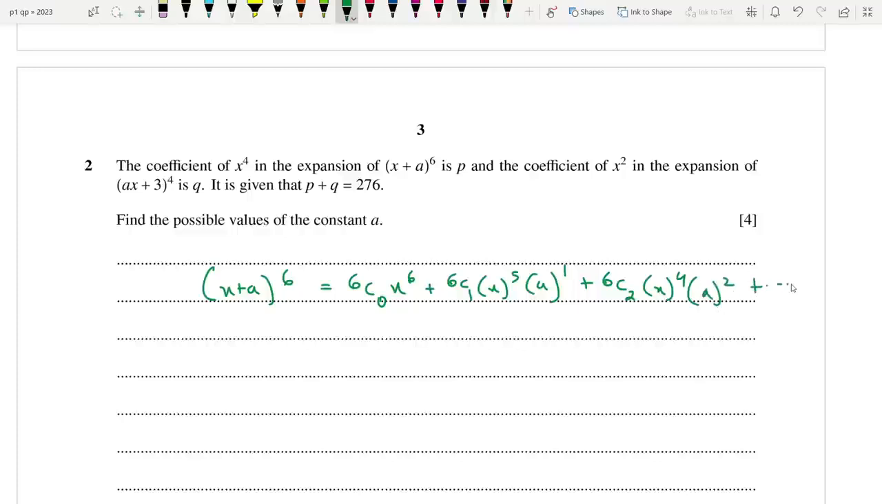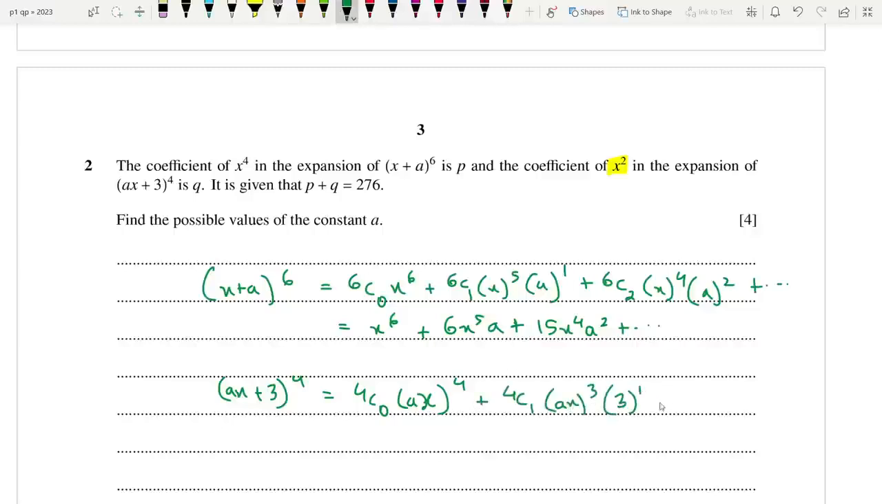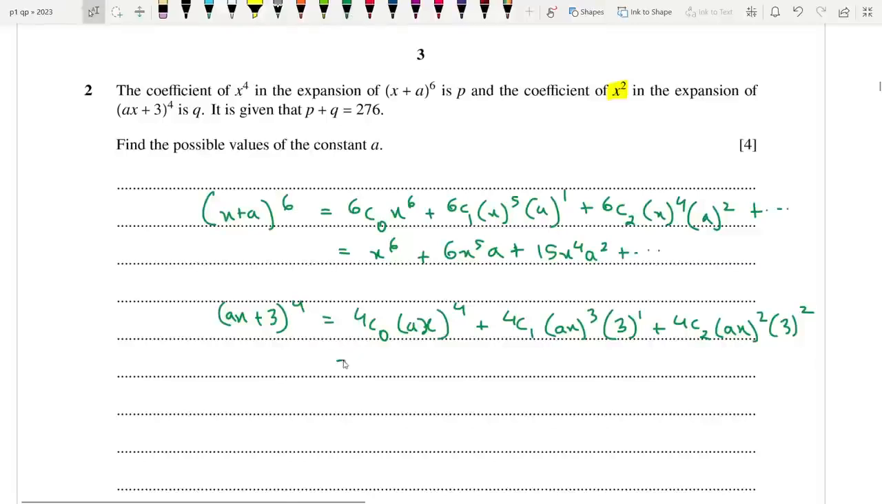So what do we end up with? 6C2 is 15. On the other hand, (ax plus 3) to the power 4 is, what coefficient do we need? x squared. 4C1 times 3 is 12. 4C2 into 9 is 54.